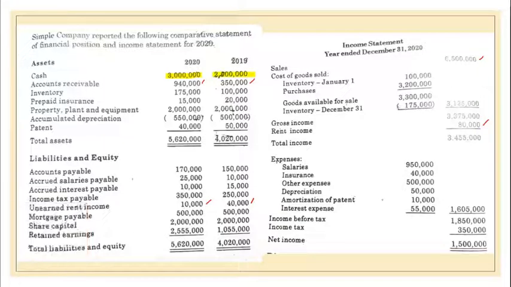So, let's move on to our disbursements. So, for our disbursements, first is the purchases. And then, in relation to your purchases, of course, you have your accounts payable. Di ba? So, as you can see here, your accounts payable has an increase of 20.